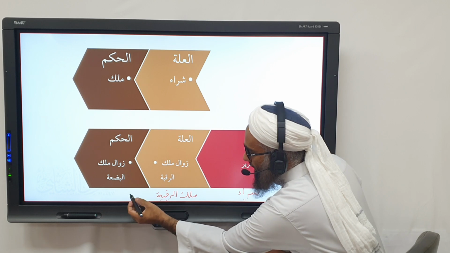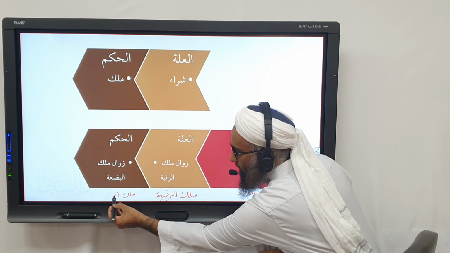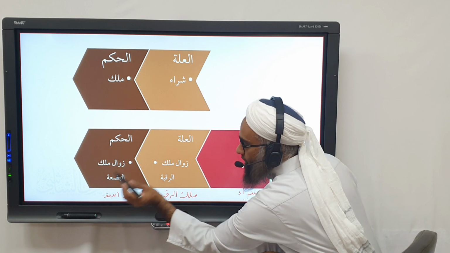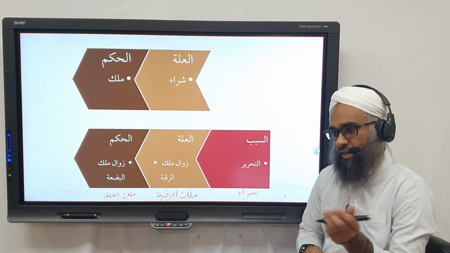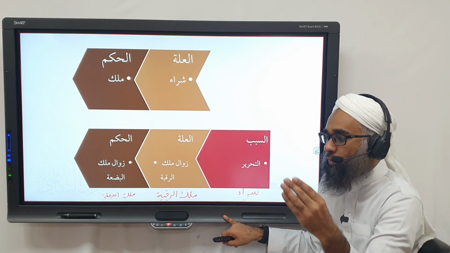Means to milk al-raqabah. And milk al-raqabah leads to, if she's a female, then you have access now. It's permissible for you to have intercourse with her. You understand? It's not zina. So this is sabab, illa and hukm.